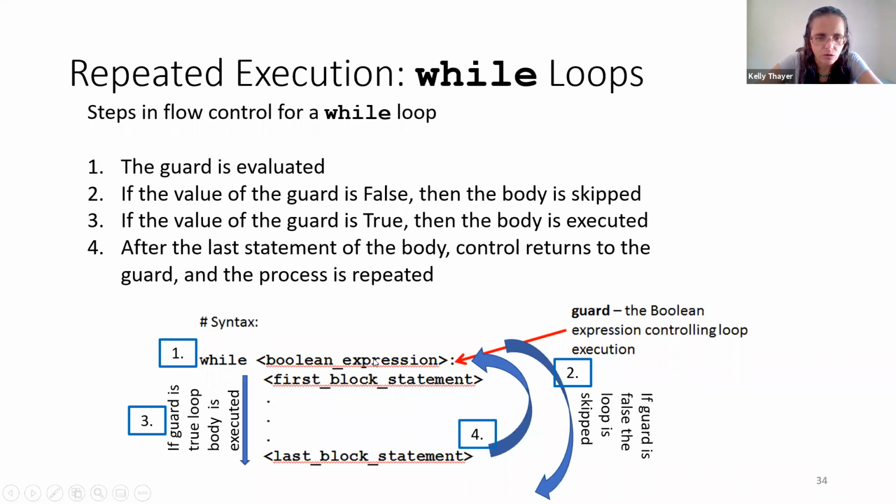Three, if the value of the guard is true, then the body is executed. So in the event that that happens, we would continue to evaluate the statements that are inside of the body. So after the last statement of the body, control returns to the guard and the process is repeated. So you see that if we go down here, and then what's going to happen is we return back to the top when we reach the bottom of the loop.